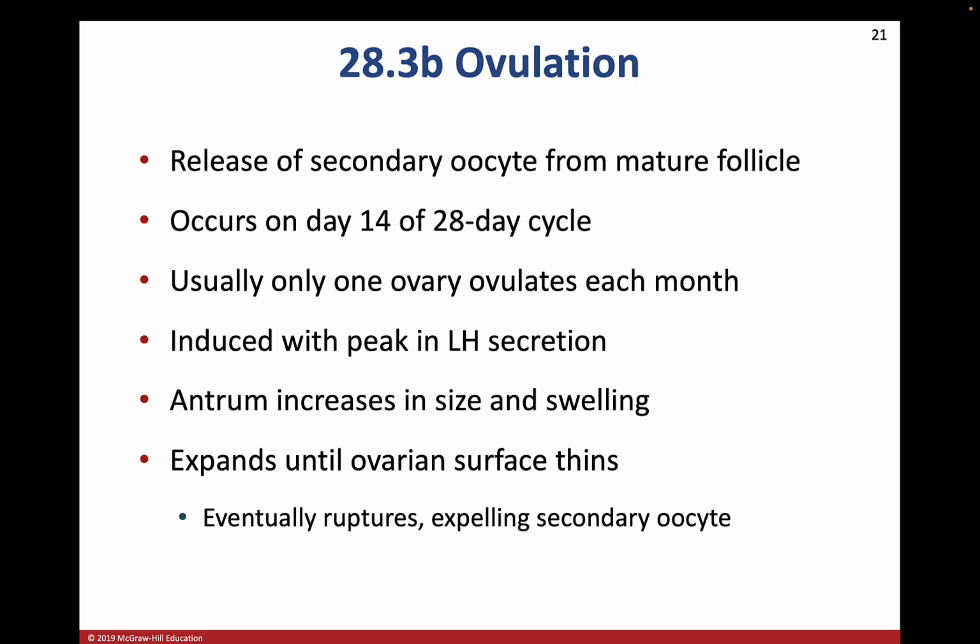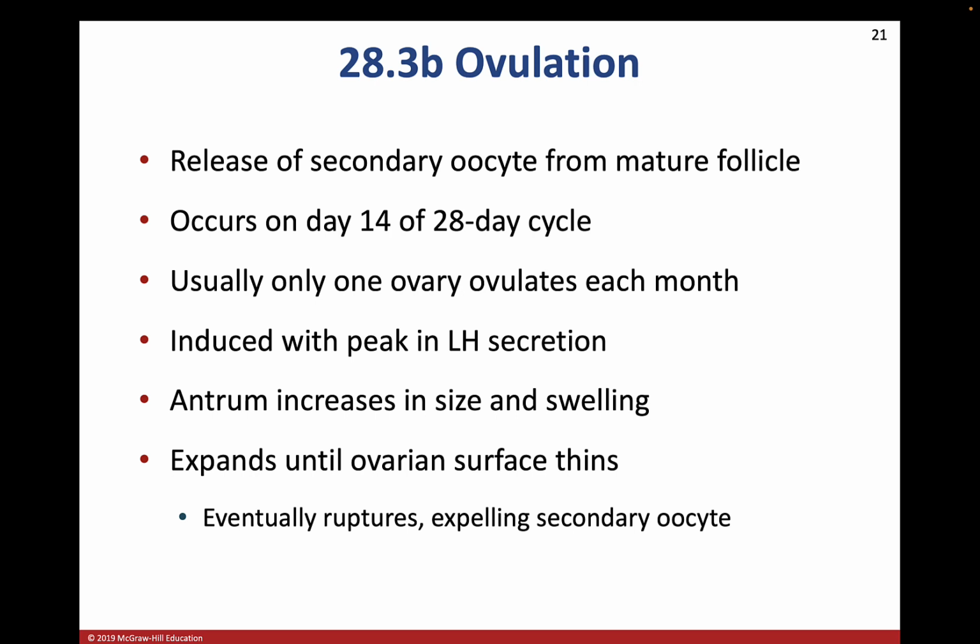Now, ovulation is the release of the secondary oocyte from a mature follicle, and this typically occurs on day 14 of that 28-day cycle. Generally, only one ovary ovulates each month. The important thing to keep in mind is that ovulation is induced by a peak in luteinizing hormone. The antrum increases in size and swelling. It expands until the ovarian surface thins, and eventually there is rupture of the follicle, expelling the secondary oocyte.